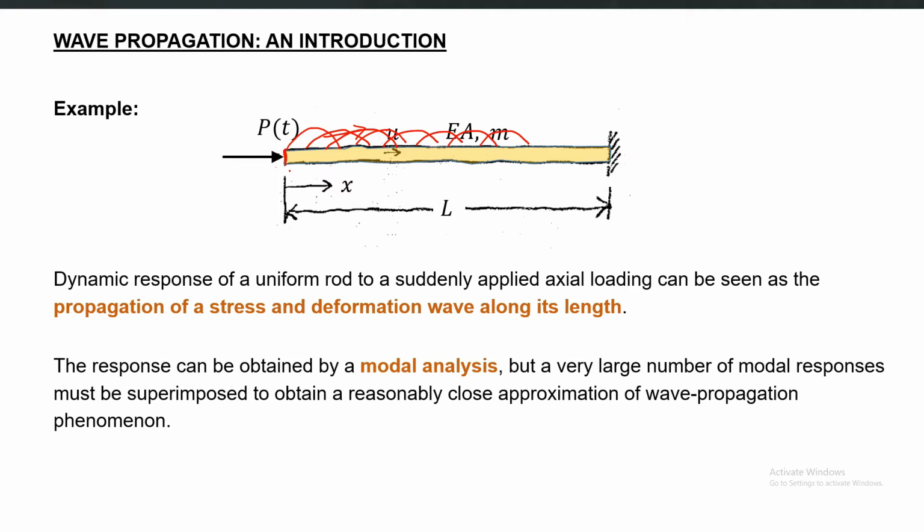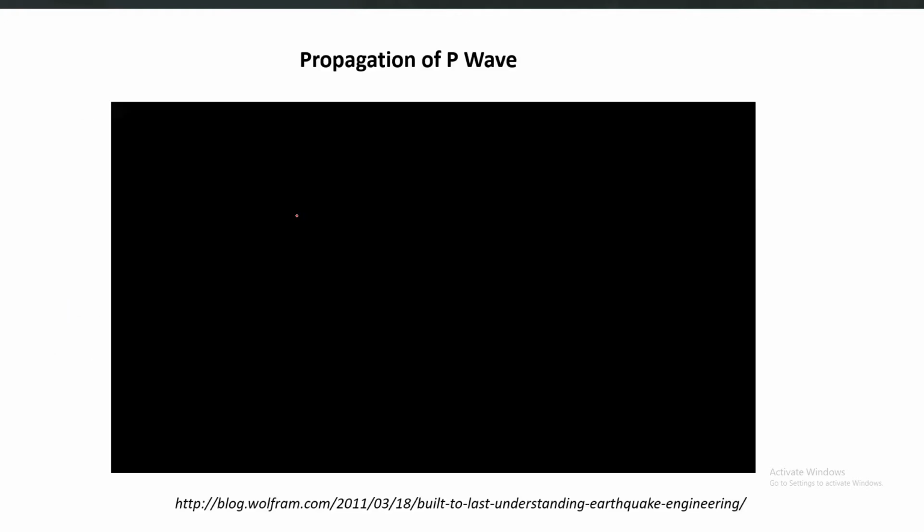Alternatively, what we can do is that we can use the wave propagation theory to more accurately or easily capture that traveling deformation as well as the traveling stress along the length of that element. So modal analysis may be used, but you may need to add a large number of modal responses, or you need to include maybe large number of vibration modes in the analysis to accurately capture that traveling wave or traveling disturbance. Alternatively, you can use wave propagation theory. So before I start, let me give you an example.